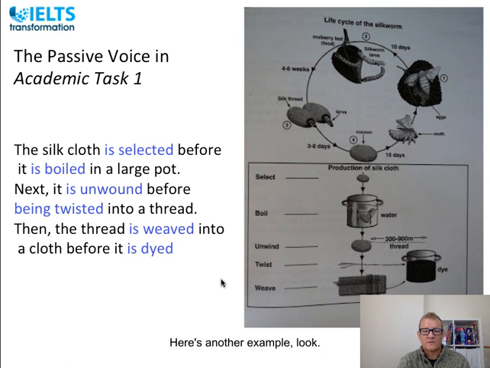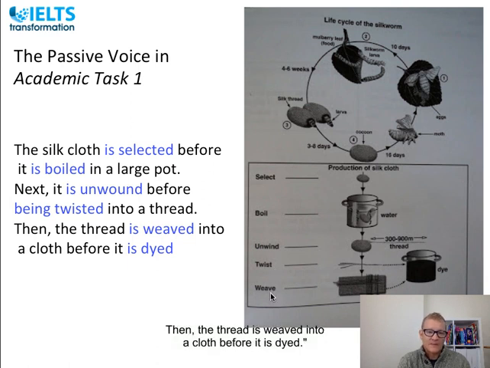Here's another example. Look, this is about the production of silk cloth, and you can see here we've got the verbs of what we're doing to the cocoon. There's the cocoon. So you need to talk about this process first, and then this one. The silk cloth is selected before it is boiled. Next is unwound before being twisted into a thread. Then the thread is weaved into a cloth before it is dyed.